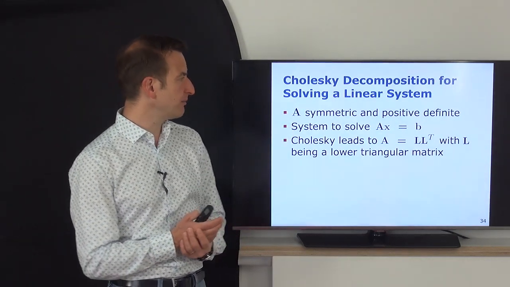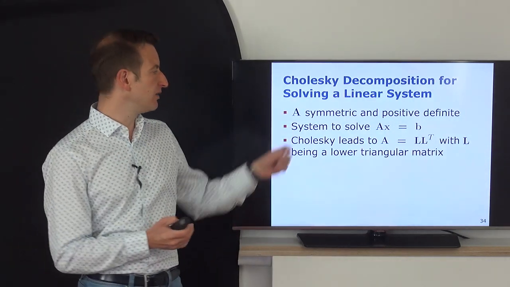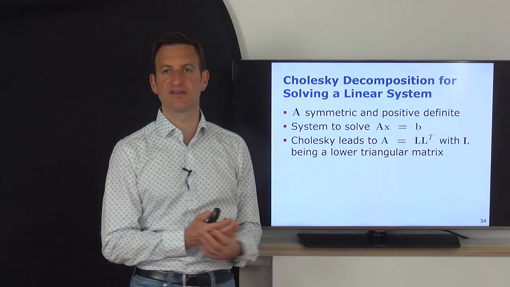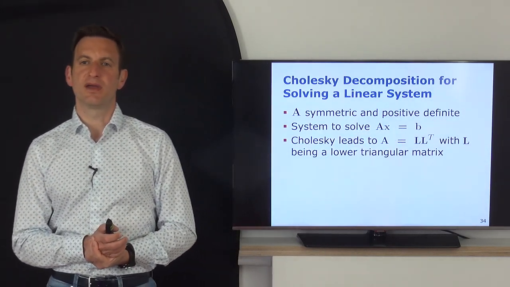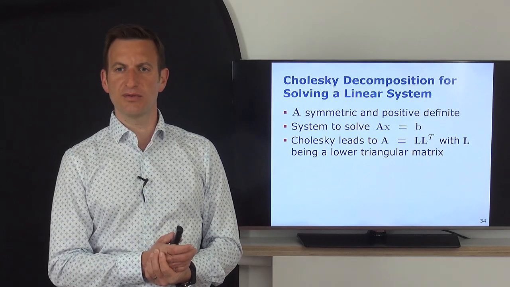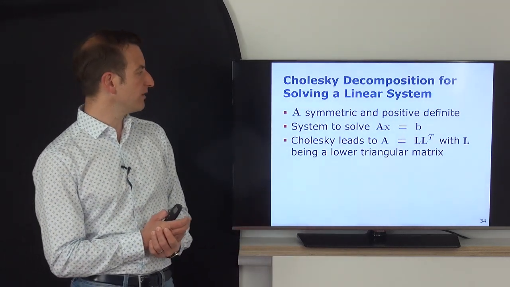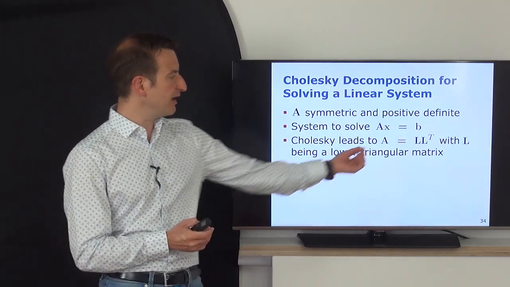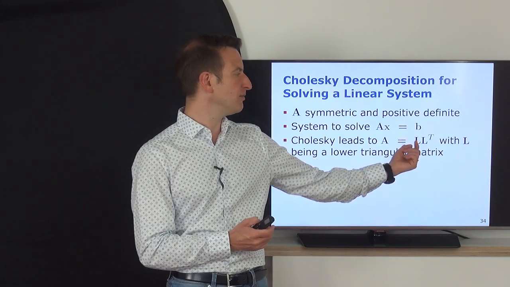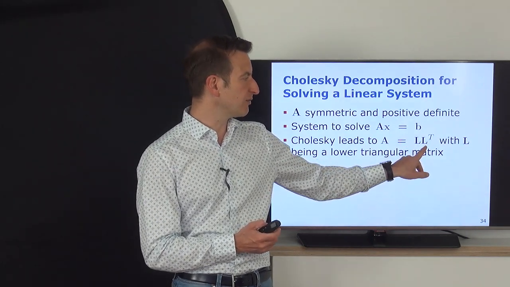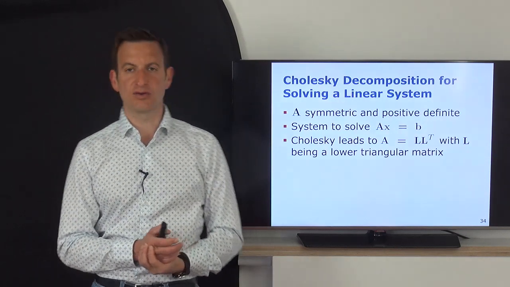If A is a symmetric and positive definite matrix, and the system we want to solve is Ax = b, we can use the Cholesky factorization. What the Cholesky factorization actually does is take this matrix A and split it up into two matrices. This is L transposed, with L being a lower triangular matrix.